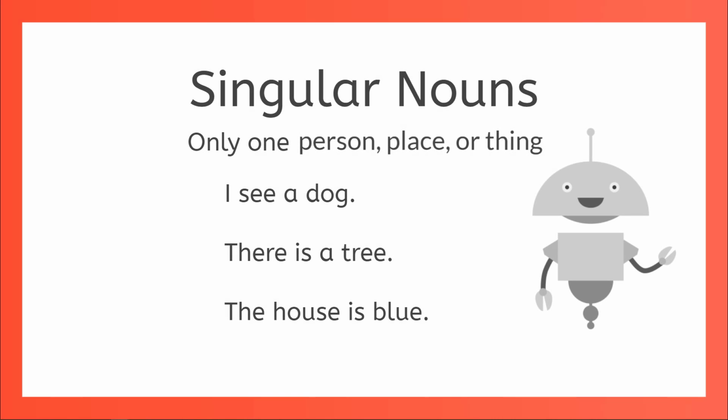Nouns can be singular, meaning only one. In the first sentence, I see a dog, there is one dog. Dog is a singular noun. Next, there is a tree. There is only one tree, so tree is a singular noun. The house is blue. There is only one house, so house is a singular noun.